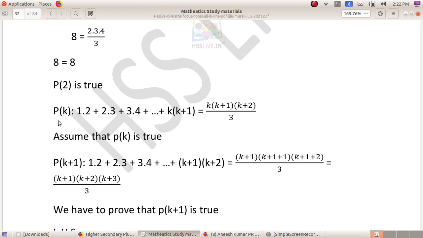Step 1 is what? n is equal to 1. Step 2, n is equal to 2. Step 3, n is equal to k. Then for the next step, n is equal to k plus 1. It is a very important step.